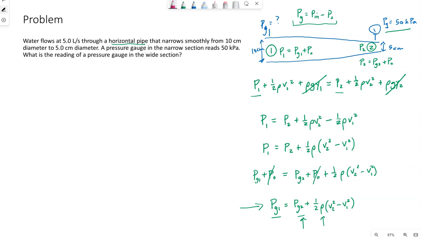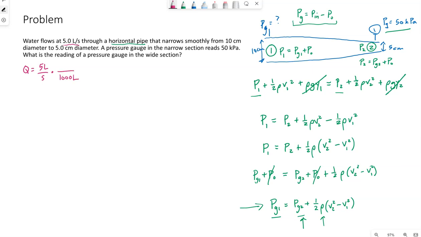Okay, coming back to the problem, they tell us the water is flowing at 5 liters per second. Liters is a volume, so we have a volume per time here. Q is that flow rate, 5 liters per second. We will want to convert to SI units.